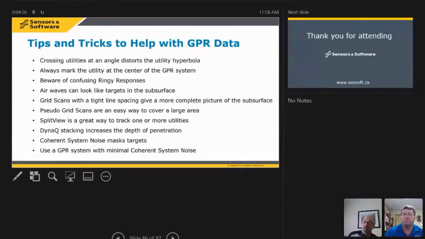The other way, if you don't have a time scale, it's usually about 3 times the depth. So if it looks like it's at about 10 feet, I guess it would be 1/3 the depth. If it looks like it's about 10 feet in the GPR section, triple that, and that would be how far away it is in air.